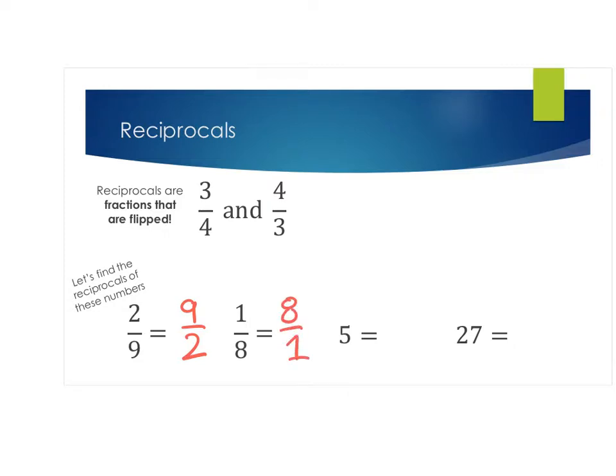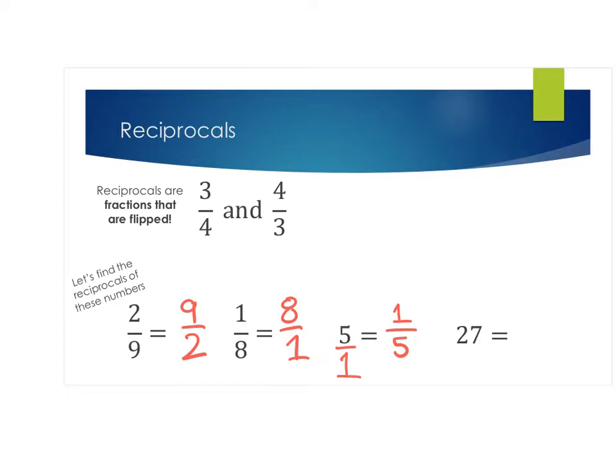Okay, here it gets kind of tricky when we have 5 and 27. So if you remember, we said that to make a whole number a fraction, you have to put what number on the bottom of it? A 1. Awesome. So you have 5/1. So then to make the reciprocal of that fraction, you would then flip it. And so the reciprocal of 5 would be 1/5. Same for 27.